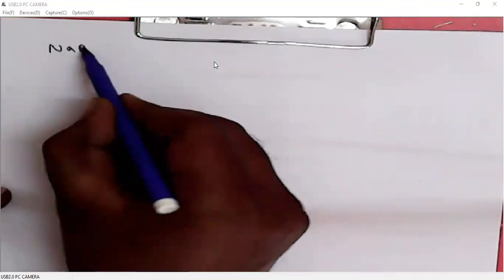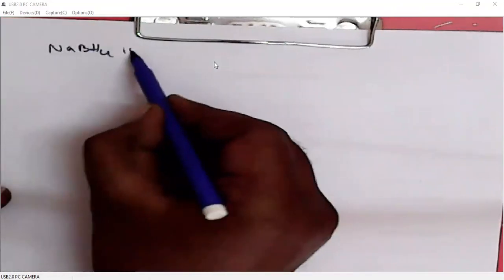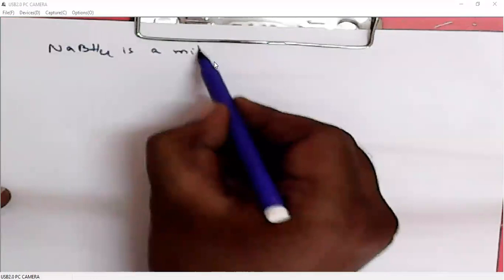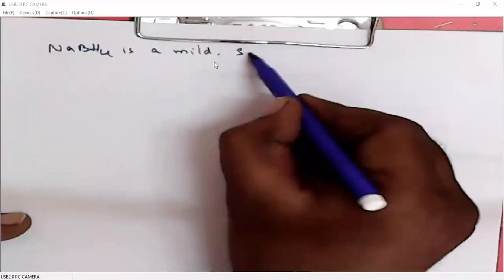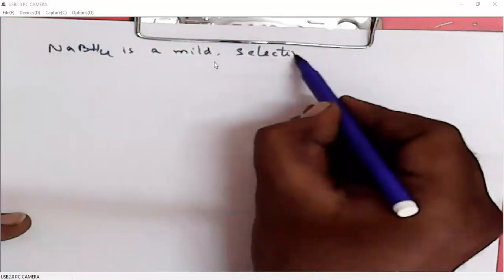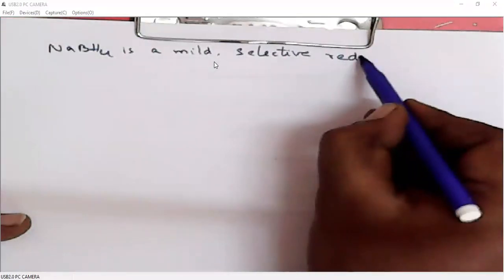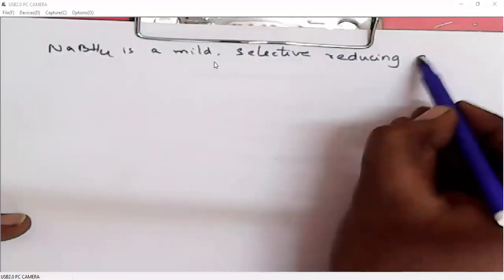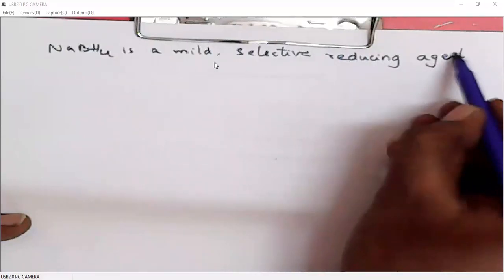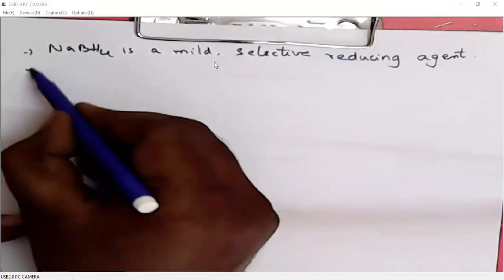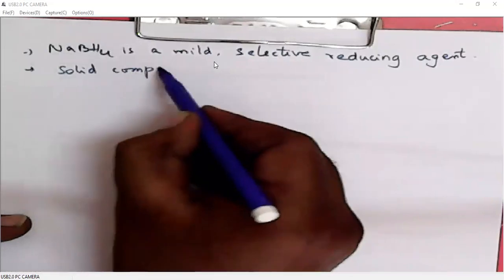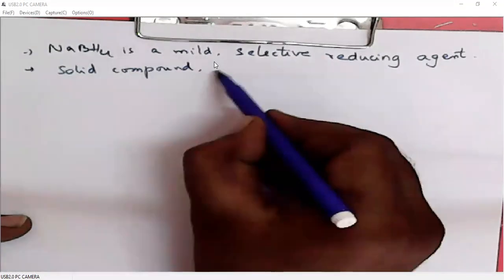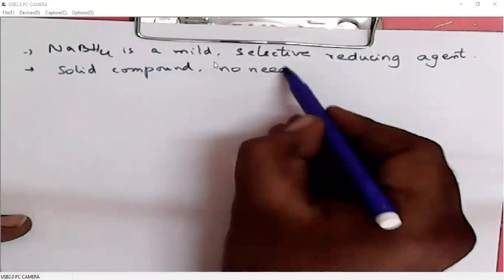Take these notes. Sodium borohydride is a mild, it's not strong, it is a very mild reducing agent. Since it is mild, it is a very selective reducing agent. It is a solid compound. No need of any handling precautions.